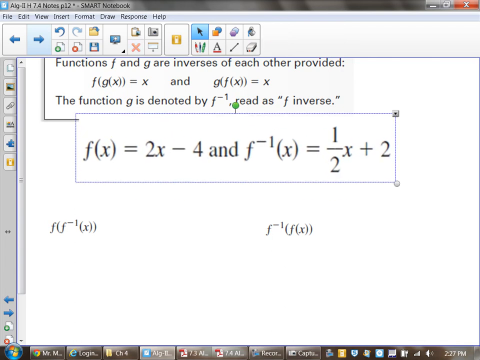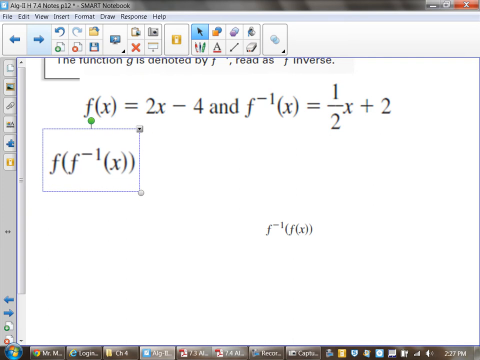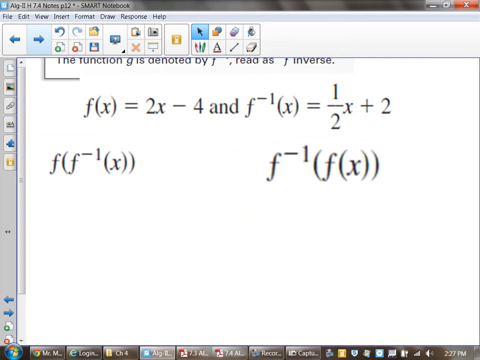The last bit of this stuff is what we call verifying. There's two parts to this section. There is find the inverse, which we just did, and there is verify this is an inverse.